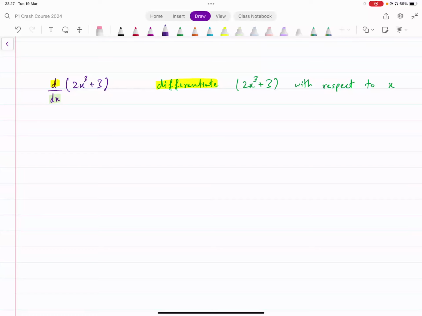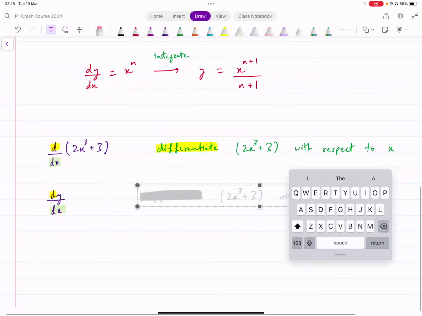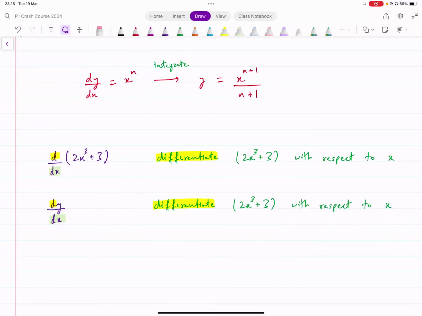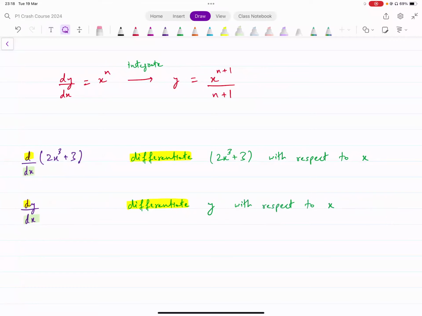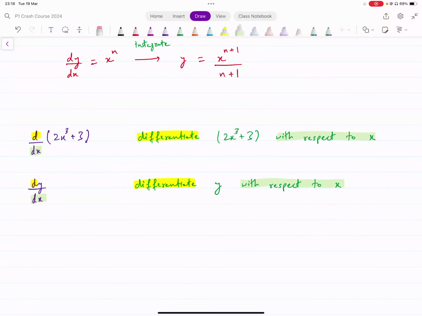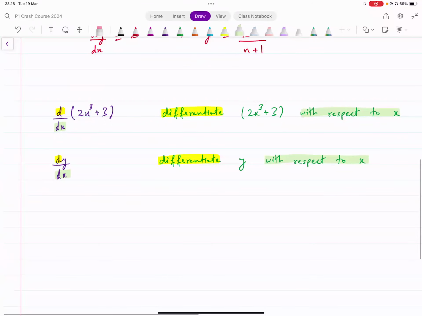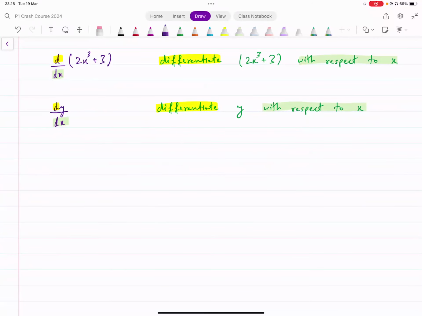So if you had, for instance, dy over dx, what did that used to mean? Differentiate y with respect to x. So the same thing here, differentiate y with respect to x. You could say derivative of y with respect to x. That's the notation that we used to use in differentiation. Dx means with respect to x, and the letter d in the numerator, that means differentiate. Okay. Now we have some notation that we will be using for integration as well.